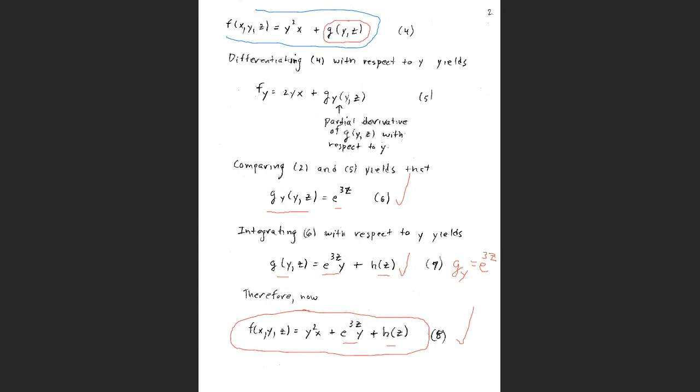That's right, Robin. We haven't used the third equation involving the partial derivative of f with respect to z. So what I'm going to do is differentiate this function with respect to z. Are there any questions before we move forward?